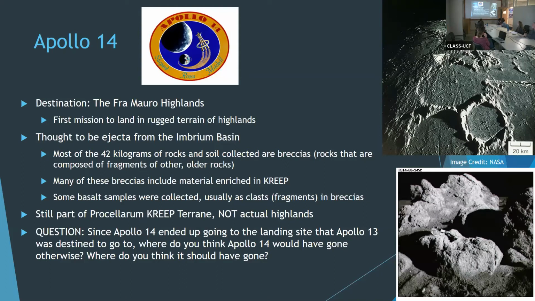About 42 kilograms collected are the breccias, so the rocks that are composed of fragments of other older rocks, which is why we think that the landing site is part of the ejecta from the Imbrium Basin, which is very close to where they landed. And many of these breccias, as we... Can I just correct you real quick? Breccia. I'm sorry. Many of the breccias include material that is enriched in KREEP, which is why we were able to figure out that they landed in that KREEP terrain and not the actual Highlands.